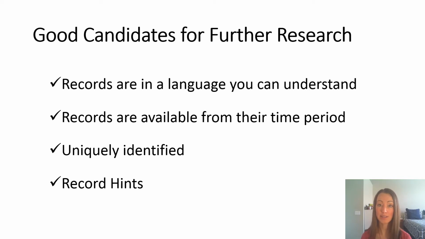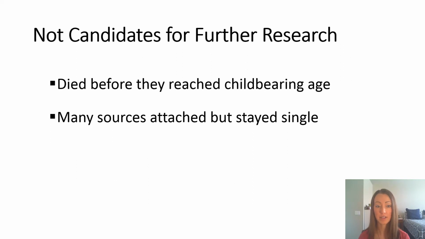Lastly, record hints. If the person has several record hints that Family Search has already matched to them, then they are a good candidate for further research because there's already records that could be a match. All you have to do is go and check and see if they match. Somebody is not a good candidate for further research if they died before they reached childbearing age, or if they stayed single their whole lives and there's many sources attached to them, but none of them show that they ever got married or had children.